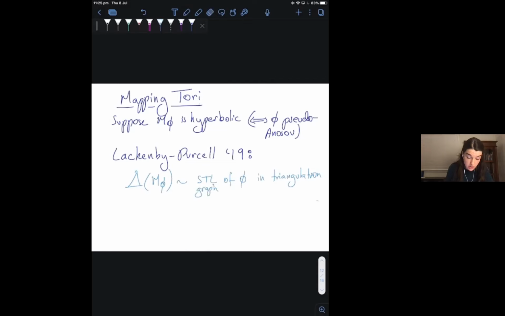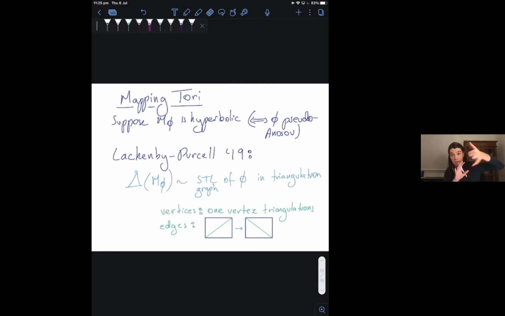And what that triangulation graph is, it's going to be the graph where the vertices are one vertex triangulations of our surface, and then the edges are these two partner moves. So you take two adjacent triangles and you flip the diagonal.